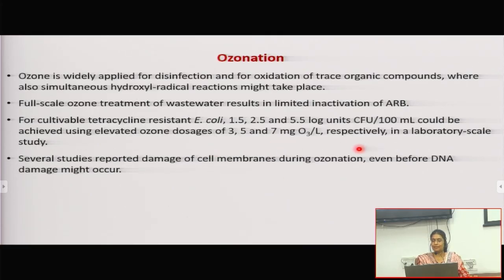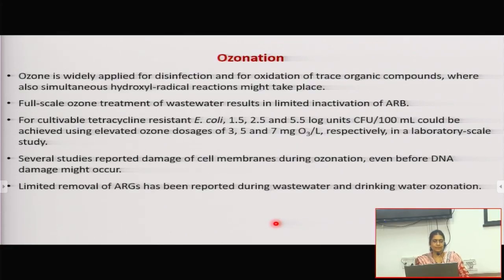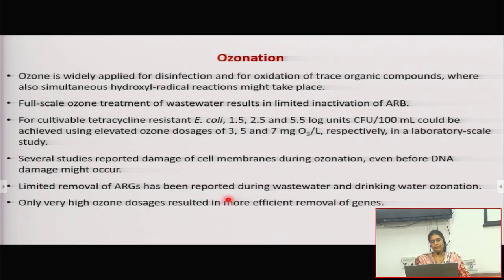Now, when there is damage of the cell membrane, those intact DNA that I'm talking about will disintegrate or come into the open environment. So whenever there is denaturing, an associated release of ARGs is always present. Here there is limited inactivation of ARB, and this is hardly doing anything for ARGs. Only very high ozone dosages resulted in some removal of genes.